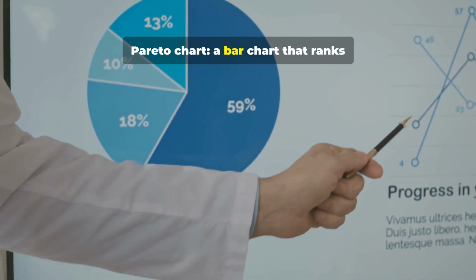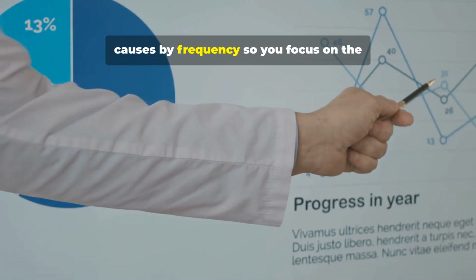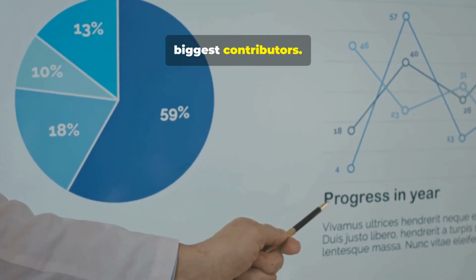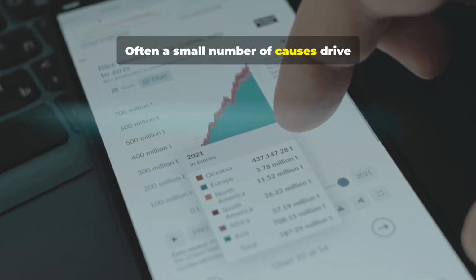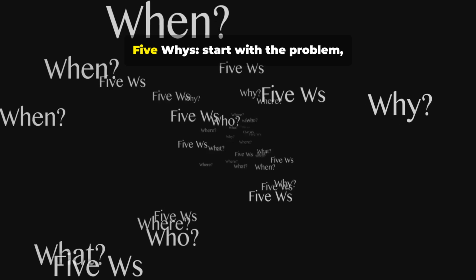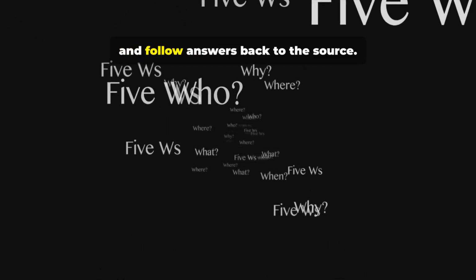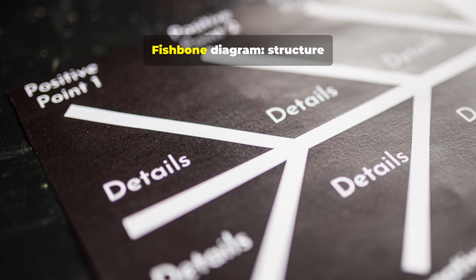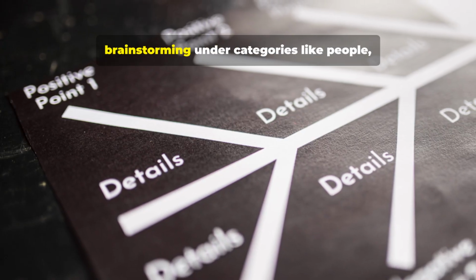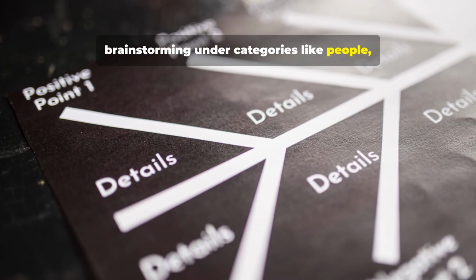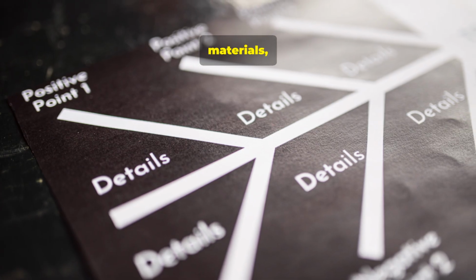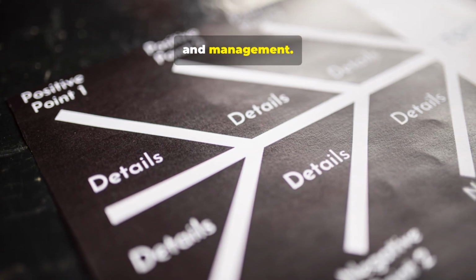Pareto chart, a bar chart that ranks causes by frequency so you focus on the biggest contributors. Often a small number of causes drive most problems. 5 whys. Start with the problem, ask why repeatedly, and follow answers back to the source. Fishbone diagram. Structure brainstorming under categories like people, processes, equipment, materials, environment, and management.